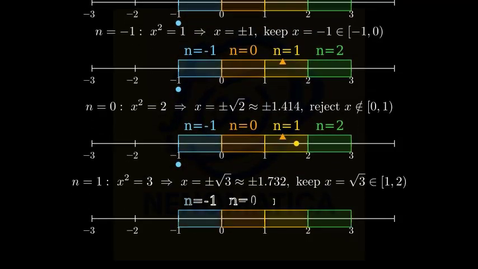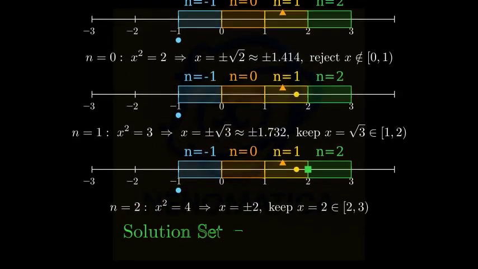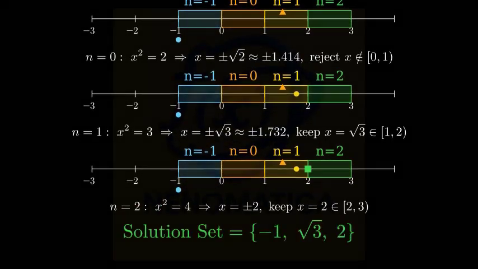Case n equals 2. The interval is from 2 up to 3. Substituting n equals 2, we get x squared equals 4. So x equals plus or minus 2. Only x equals 2 lies inside the interval, so x equals 2 is accepted. Final answer. The solution set is the numbers negative 1, square root of 3, and 2.